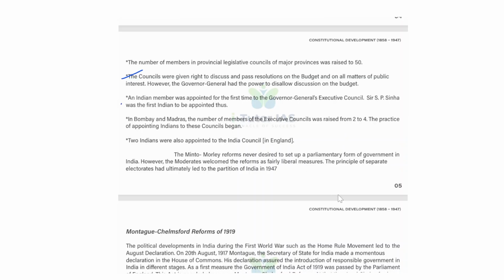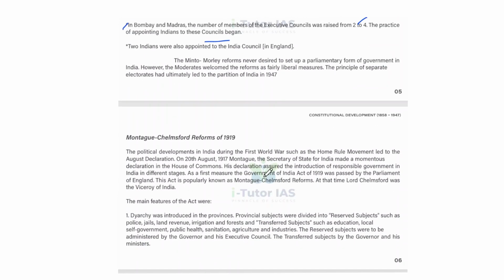An Indian member was appointed for the first time to the Governor General's Executive Council, and Sir S.P. Sinha was the first Indian to be appointed thus. And in Bombay and Madras, the number of members of the Executive Council was raised from 2 to 4, and the practice of appointing Indians to this council began. Two Indians were also appointed to the Indian Council in England.